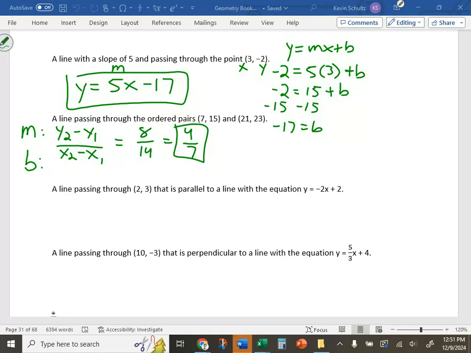Yes, simplify it. Why? Because I'm telling you to. You should. It's a fraction. Simple form. Math is meant to be simple.